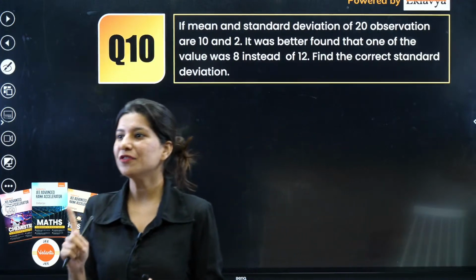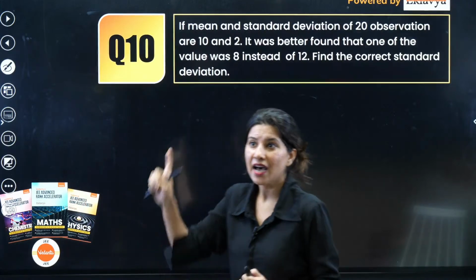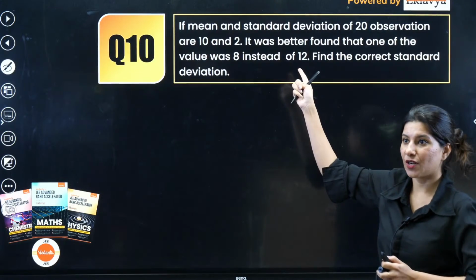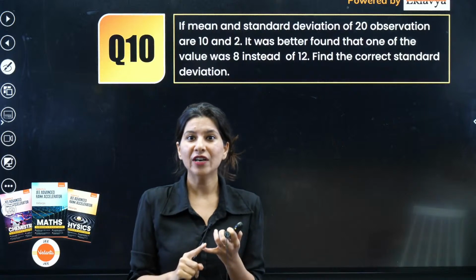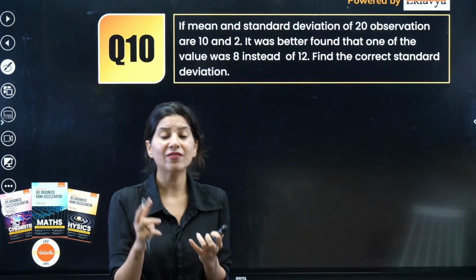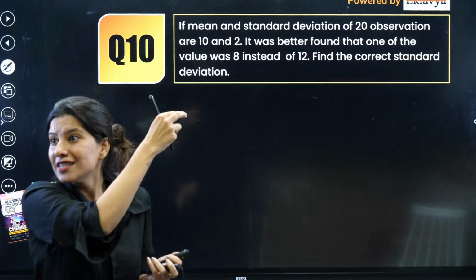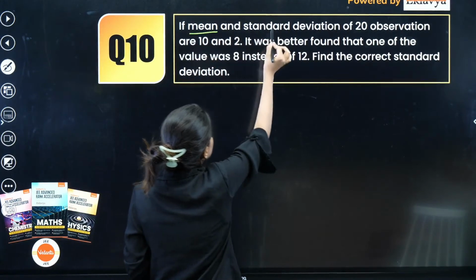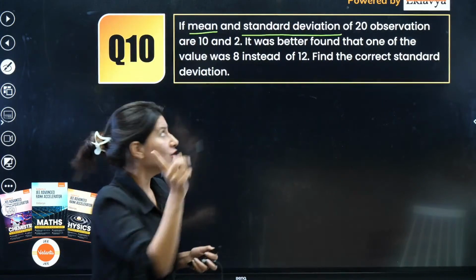How many of you saw my video wherein I was teaching you the top 3 questions from statistics? I have taken a similar question in that statistics session. I told you type 1 is when observations are missing, type 2 was something else, and type 3 was when a wrong observation was taken into consideration. Similar question.